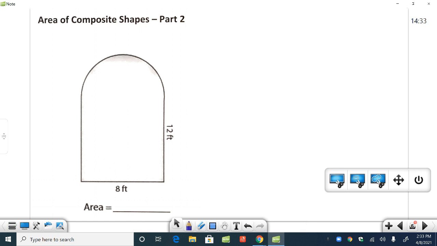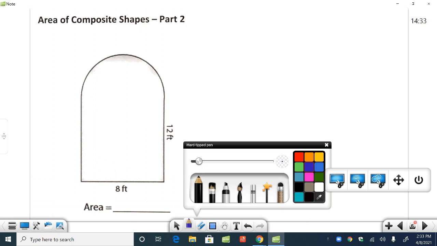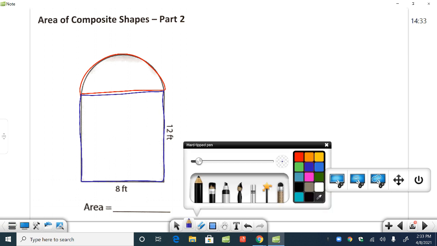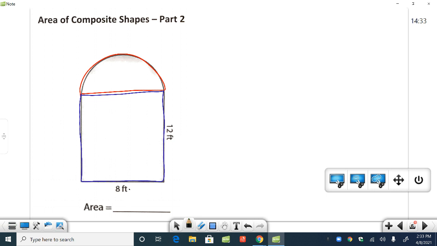So what you guys need to know here is let's go ahead and separate our shapes. We have got a half circle, and we have got a rectangle. Color our shapes. Then let's go in and let's label the different sides. So we know that the bottom down here is 8 feet, so the top has to be 8 feet. We know that this side is 12. We really don't need this side, but you can go ahead and write it.